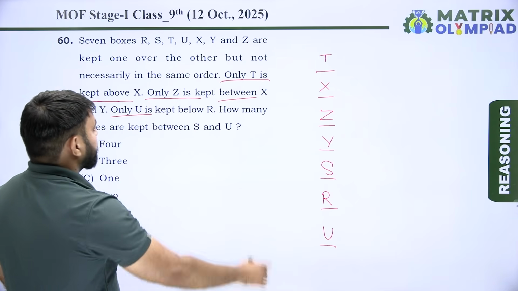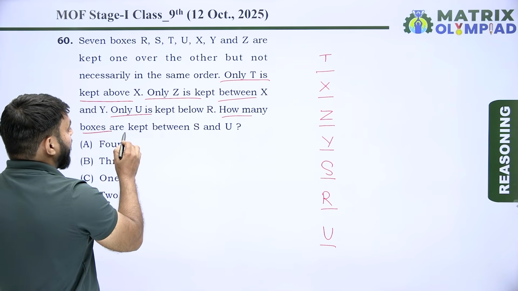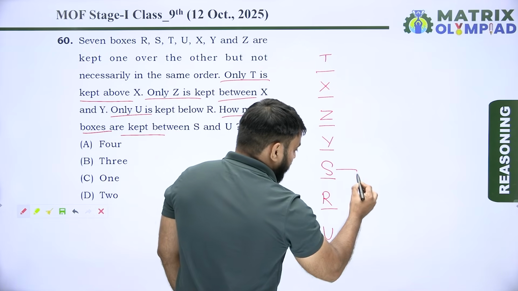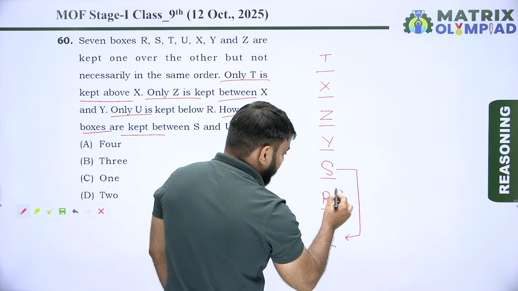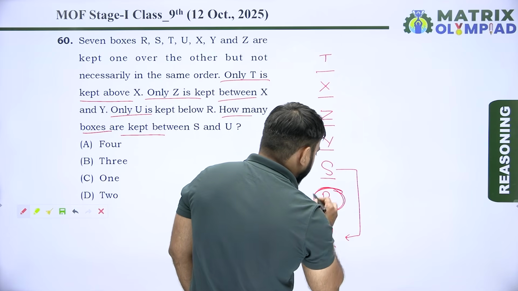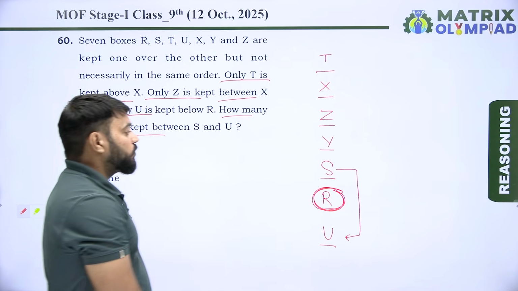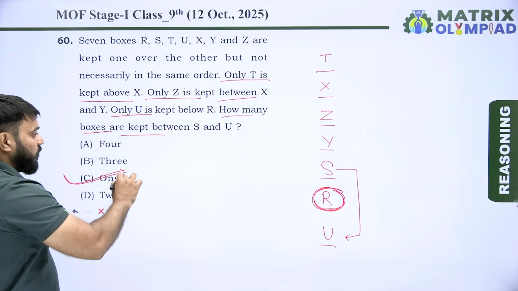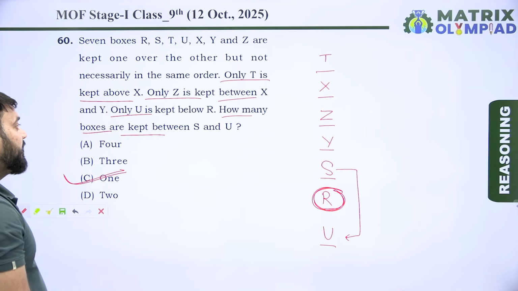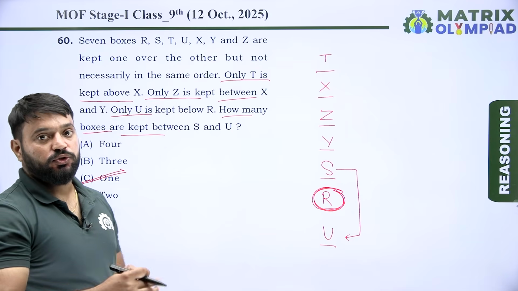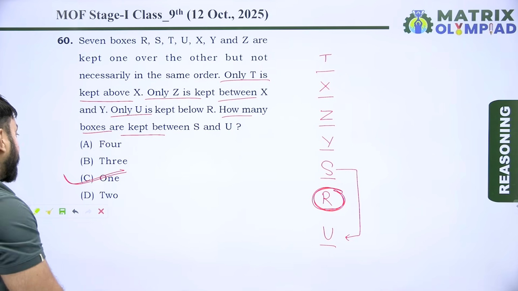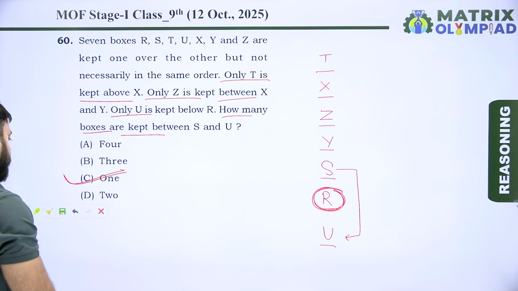So now the question is, how many boxes are kept between S and U? So there is one box kept in between S and U. So here 1 is the correct answer of this question, because R is kept between S and U. So here C is the correct answer of this question.